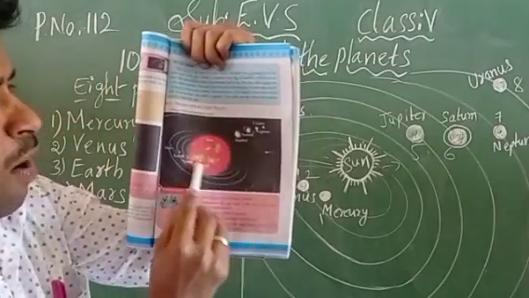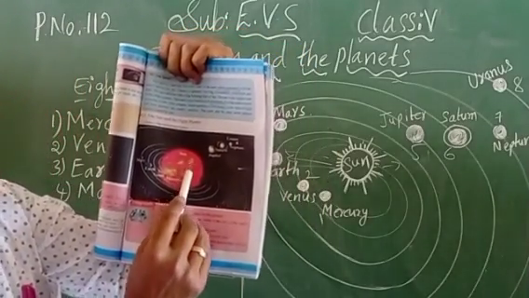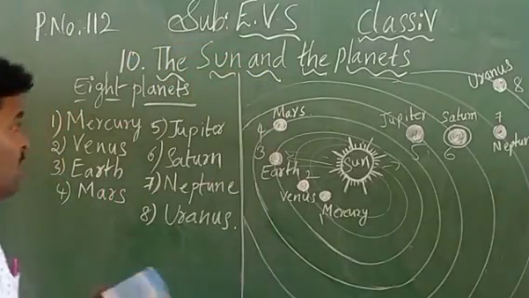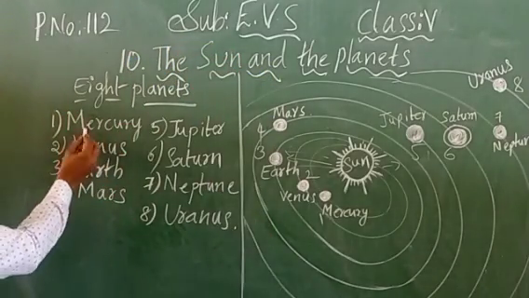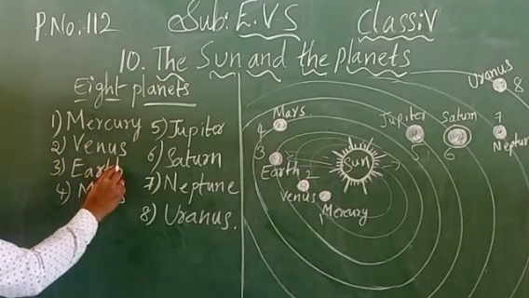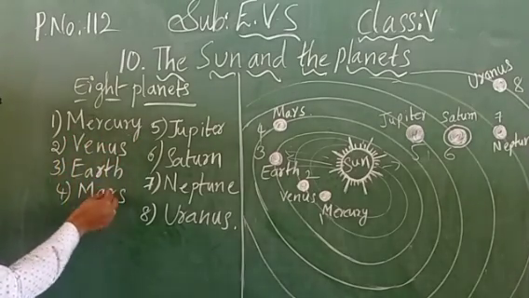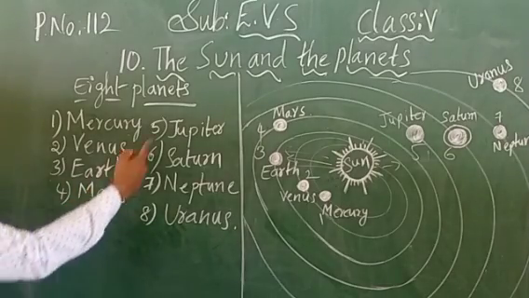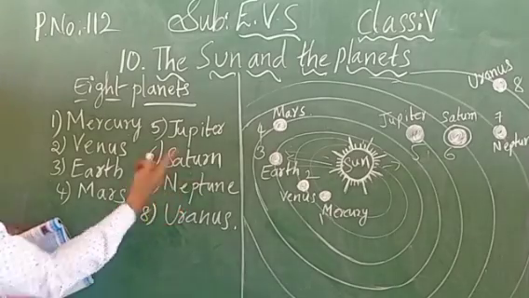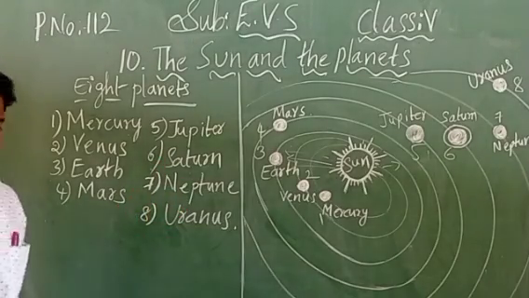So this is the sun, the burning ball of fire. So 8 planets are there. I have written the names of the 8 planets here. The first one is Mercury. Second one is Venus. Third one is the Earth. Fourth one Mars. Fifth one Jupiter. Sixth one is Saturn. Seventh Neptune. Eighth one is Uranus.